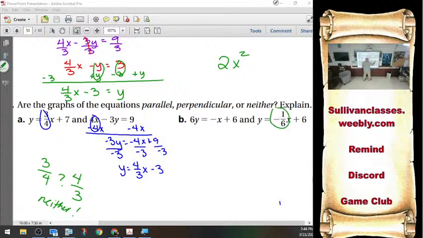This one, I do see negative 1/6. I don't have y by itself yet, so we'll divide everything by 6. That's 1. Do we remember how this works as a fraction if I have negative x over 6? What number is in front of that x? Okay, so it's a negative 1. X over 6 is the same as negative 1/6 x. And I see the slopes are the same, so I'll say they are parallel. Okay.